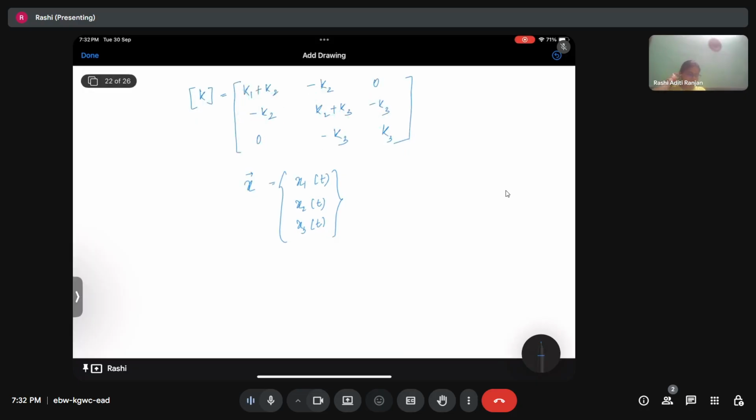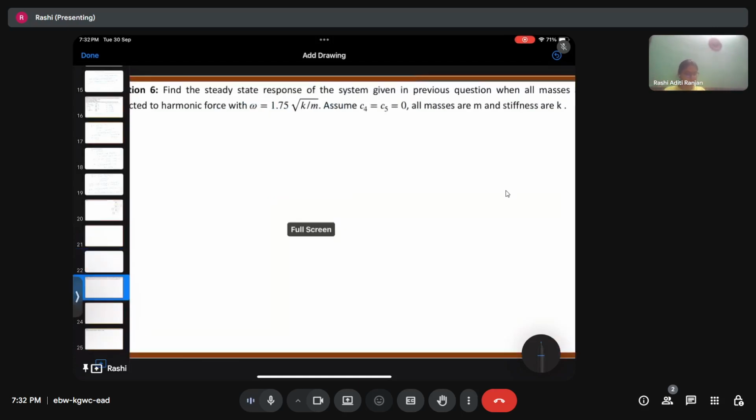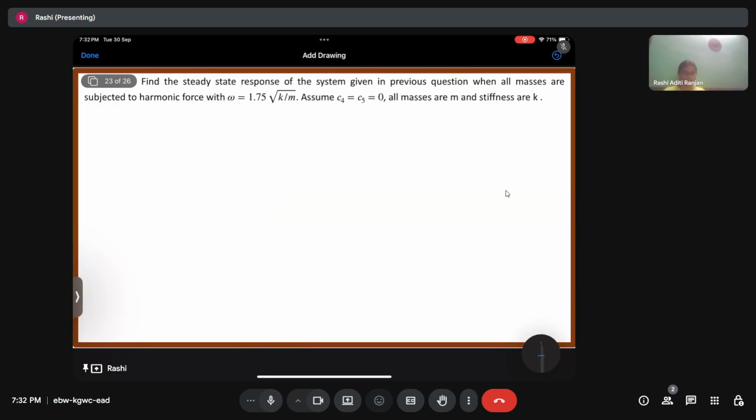I skipped the differentiation and everything part because it is simple mathematics that you can do on your own also. If I would have been getting into that, it would just take a lot of time. Now, find the steady state response of the system given in the previous question when all masses are subjected to harmonic force with omega this. Assume C4, C5 as 0 and all the masses are m and stiffness are k.